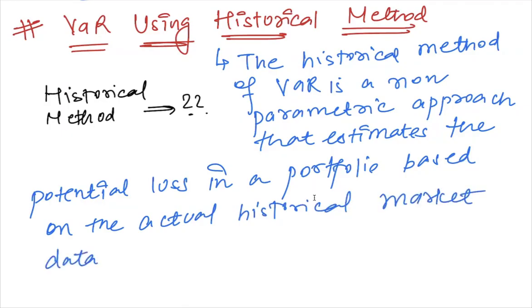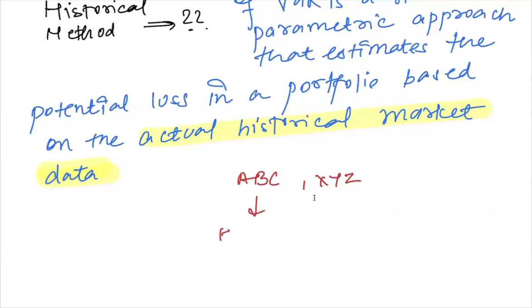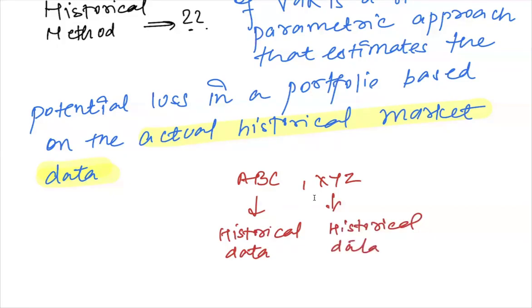So basically, what I'm trying to say is we'll calculate value at risk by using the actual historical market data. Any stock, ABC or XYZ, of course, we have the historical data available, right? How the stock has performed in the last few years. We have historical data available for all the stocks. So we'll take that historical data, and using it, we'll try to calculate the value at risk number.